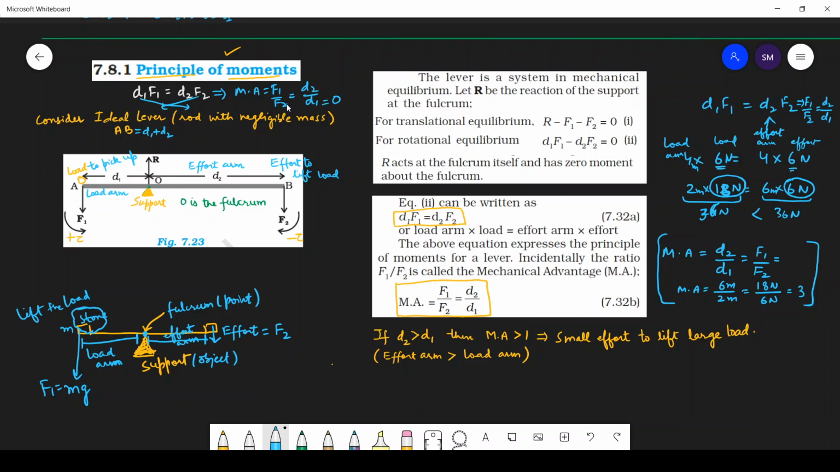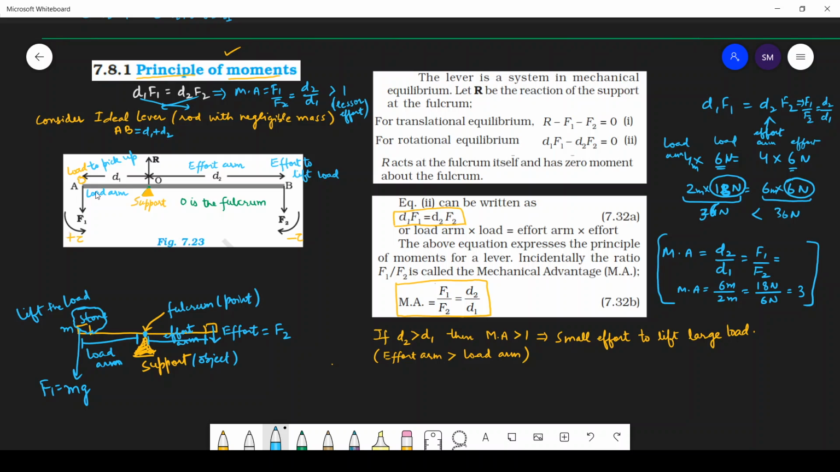Okay. So but that does not mean, practically you need D1 to be as small as possible. If it tends to 0, then mechanical advantage tends to infinity. So the main thing is we want it to be greater than 1, then only lesser effort. So that is why we use a lever. We want to put less effort and lift more load.